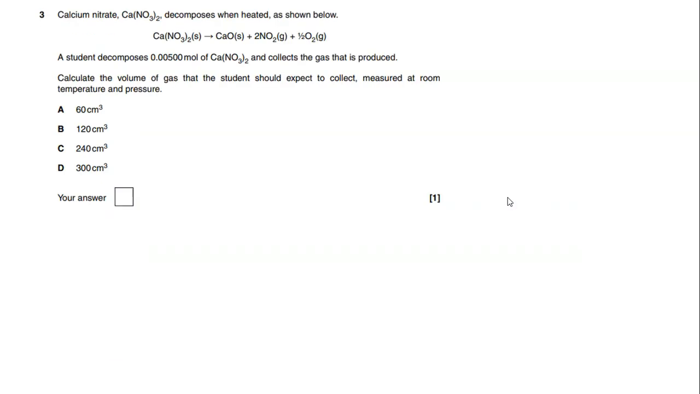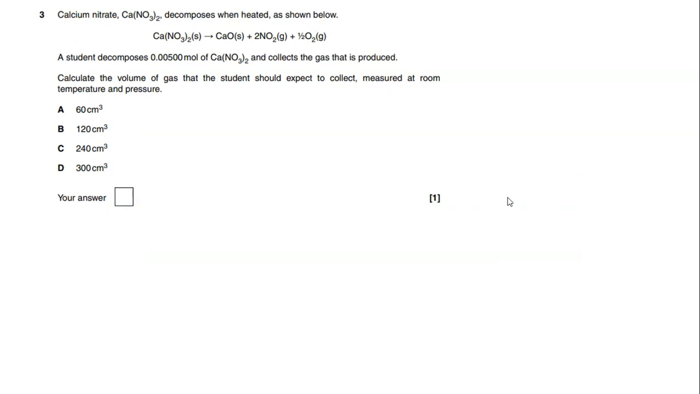Number 3, calcium nitrate, Ca(NO3)2, decomposes when heated as shown below. It forms calcium oxide, 2 nitrogen dioxide, and half a molecule of oxygen. A student decomposes 0.005 moles and collects the gas produced. Calculate the volume of gas at room temperature and pressure. So here there's quite a lot of important things. First, we're making two different gaseous products, NO2 and O2, and we're working at RTP, so we could use the equation volume of gas equals number of moles of gas times 24 if we work in decimeter cube, or 24,000 if we work in centimeter cube.